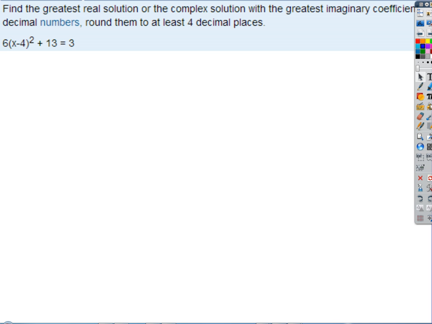Okay, this was the one that most people missed. Now I'll tell you why people missed this one too. They went about this in a tedious, non-productive way. Find the greatest real solution or the complex solution with the greatest, with the plus sign, right? So what people tended to do with this is they tended to want to expand this thing out, FOIL out the x minus 4, and then make this into a big ugly quadratic equation and then use the quadratic formula. But that's not what we want to do.